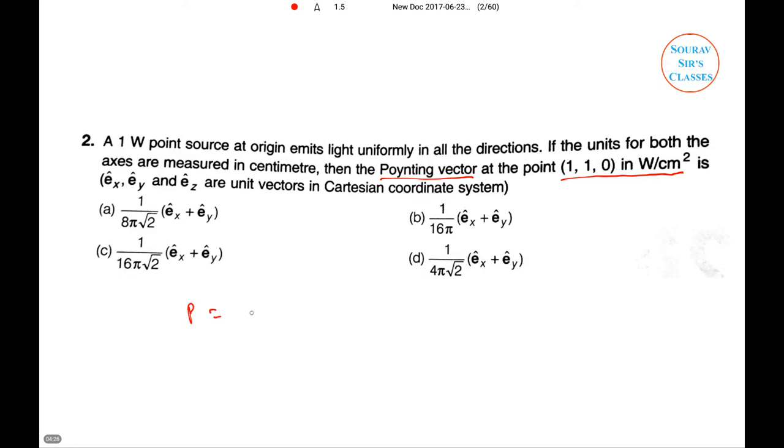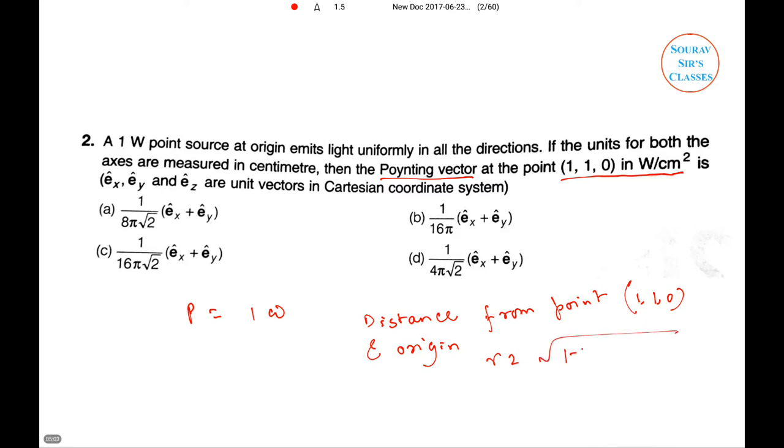Let us write it as P is equal to 1 watt. And the distance of the point (1, 1, 0) from the origin, as you know, is a very elementary thing. The distance D between the point (1, 1, 0) and the origin, r, shall be root over of (1 minus 0) whole square plus (1 minus 0) whole square plus (0 minus 0) whole square. That is root 2.